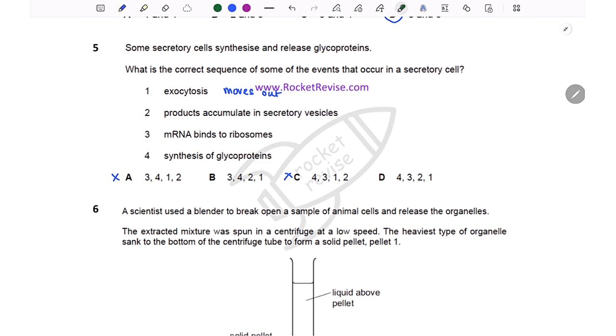Let's look at the other steps. So mRNA binds to ribosome. This would be the first one. Translation happens. And then you have the synthesis of glycoprotein has to happen. It has to be synthesized. That is 2. Then you have products accumulate in secretory vesicle. Obviously, all of that is going to be packed. And then in the end, it's going to be sent out. So it's 3, 4, 2, 1. That is B.